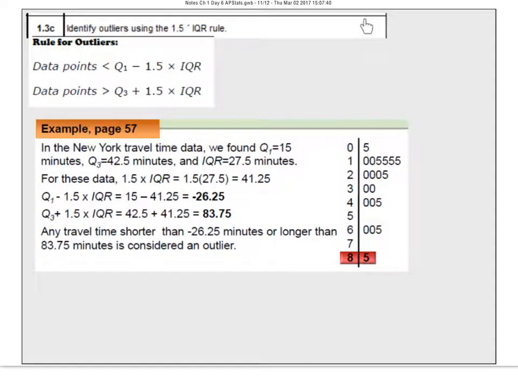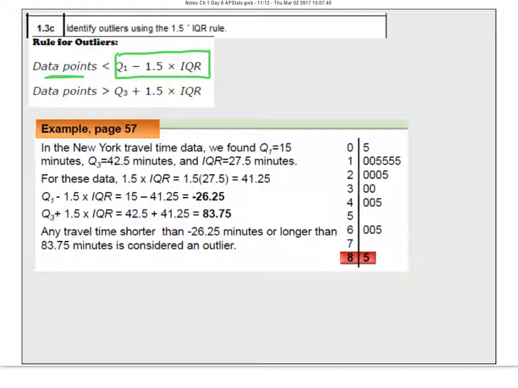In Learning Objective 1.3c, I'm going to show you how to identify outliers using what's called the 1.5 IQR rule. To figure out if a data set has outliers, you have to test it on the low end and on the high end. For the low end test, you take Q1 and subtract from it 1.5 times the IQR. Any data points less than that amount, but not including it, are considered outliers.